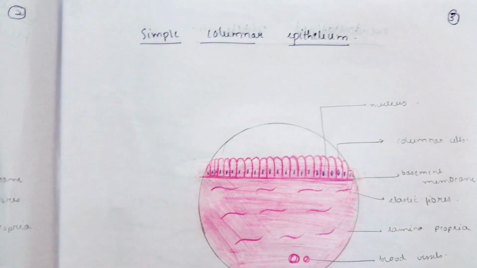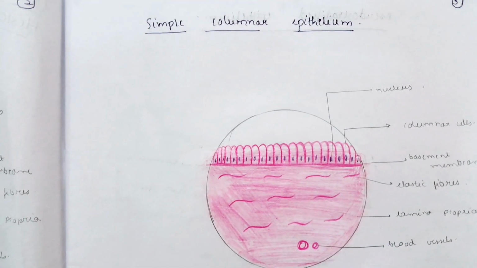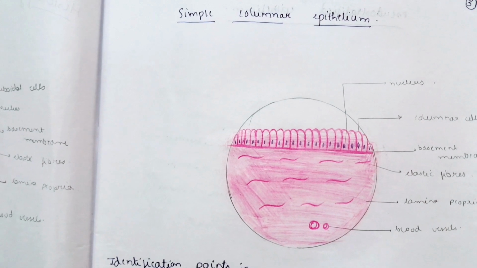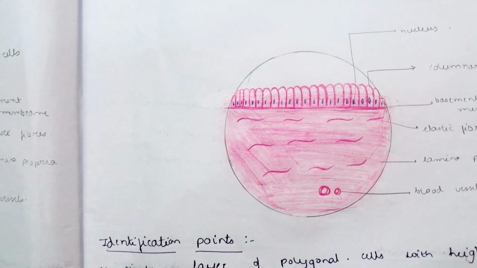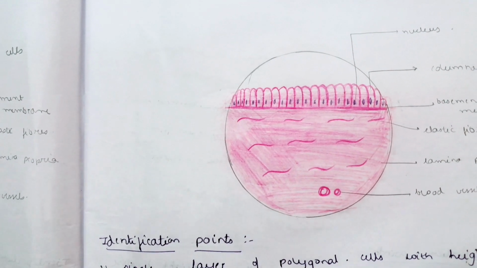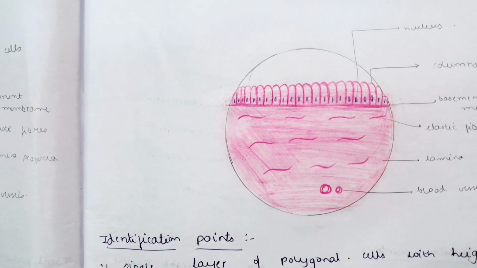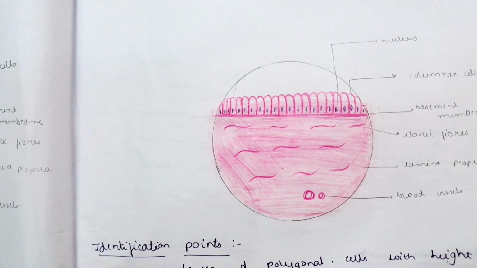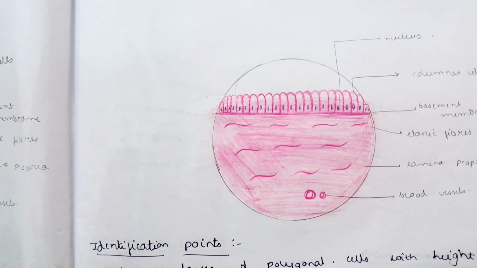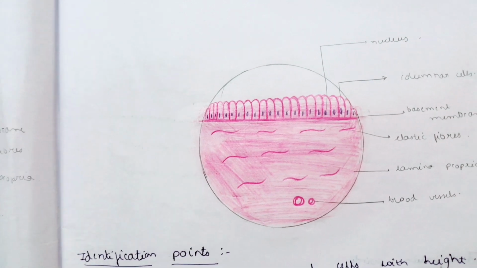Now let us see the simple columnar epithelium. This consists of a single layer of polygonal cells with height greater than the width. Cells appear tall with elongated basal nuclei. Functions include secretion, propulsion, and absorptive functions. Examples include mucosal lining of stomach and gallbladder.